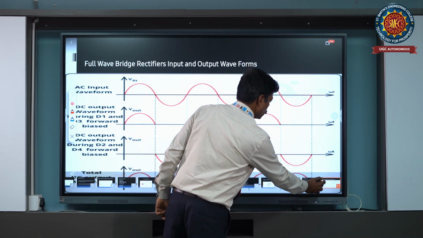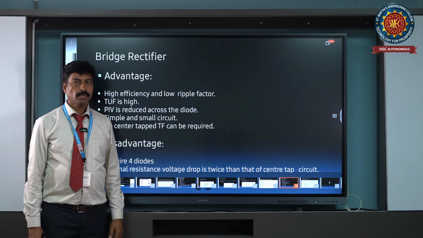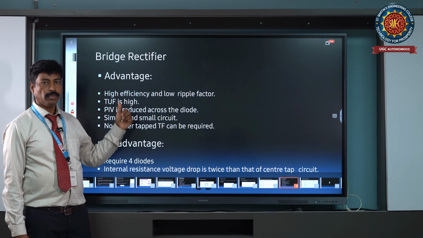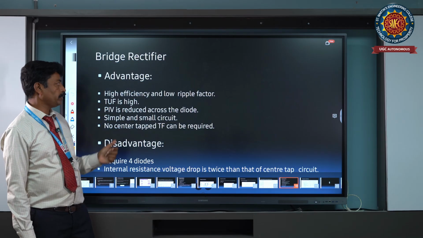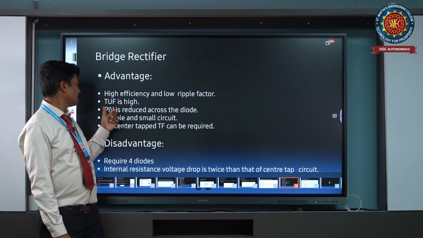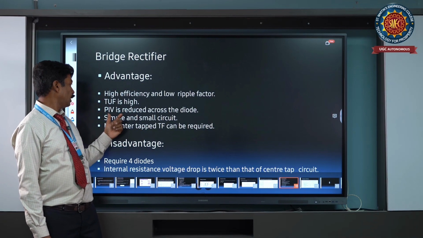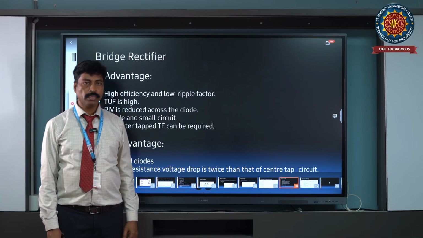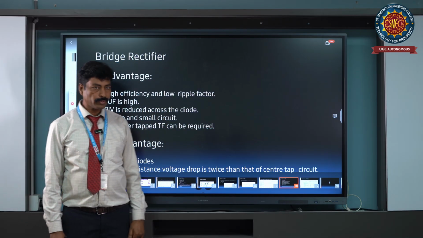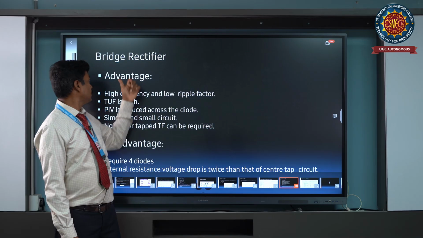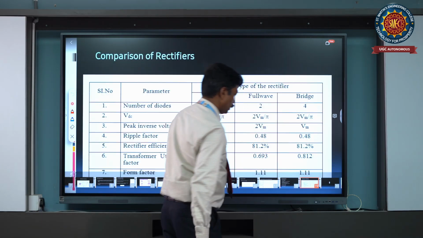Another very important point is the importance of bridge rectifiers. The bridge rectifier has important applications. It is very important for its high efficiency and ripple factor, transformer utilization, and reduced peak inverse voltage across the diode. It is also a simple and small circuit.